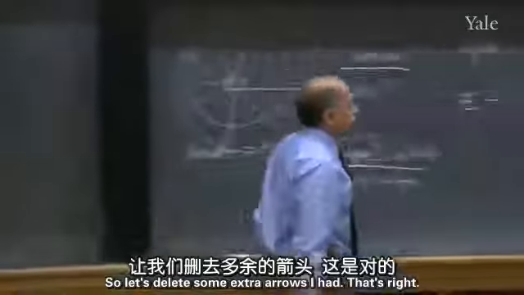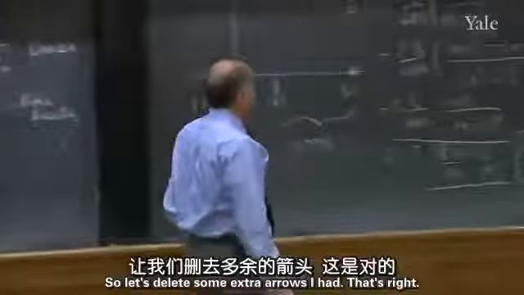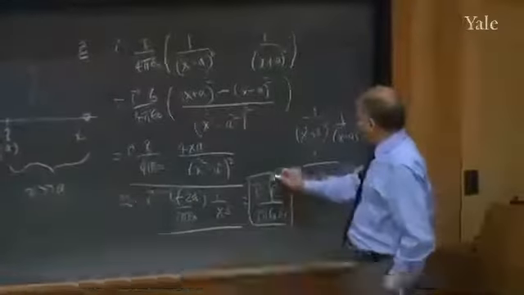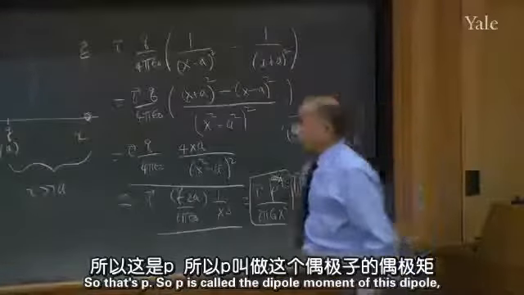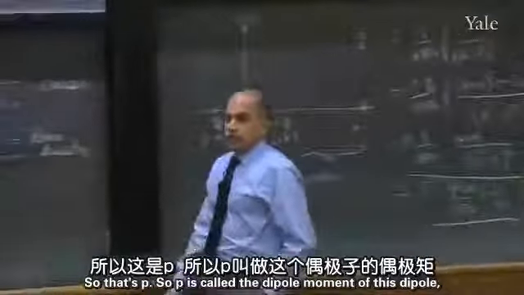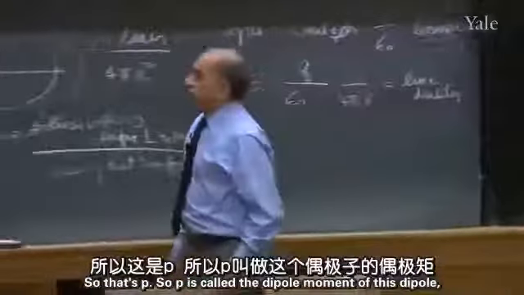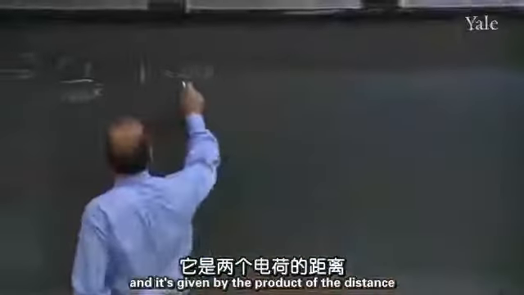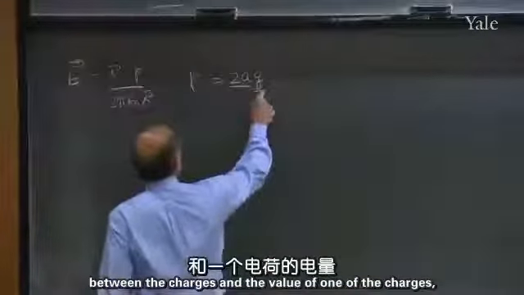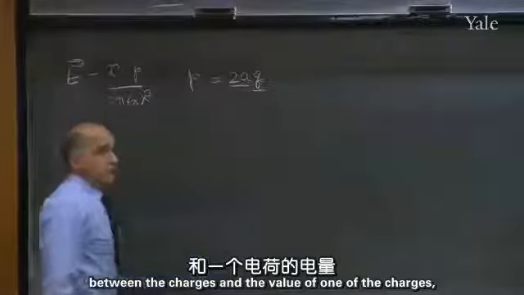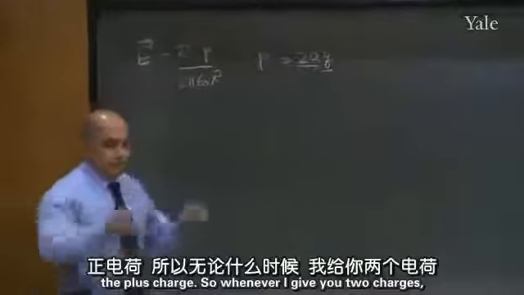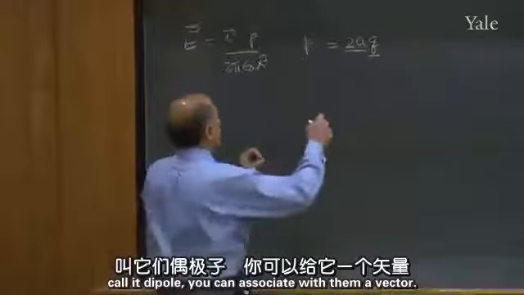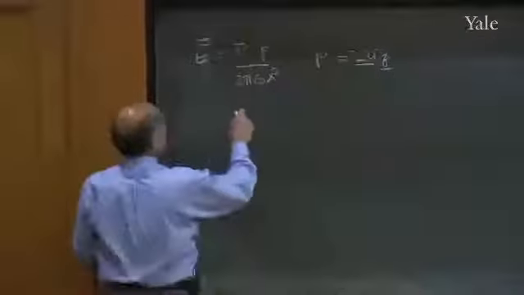So let's delete some extra arrows I had. You never should settle for something that looks like that. So that's P. P is called the dipole moment of this dipole, and it's given by the product of the distance between the charges and the value of one of the charges, the plus charge. So whenever I give you 2 charges called a dipole, you can associate with them a vector.